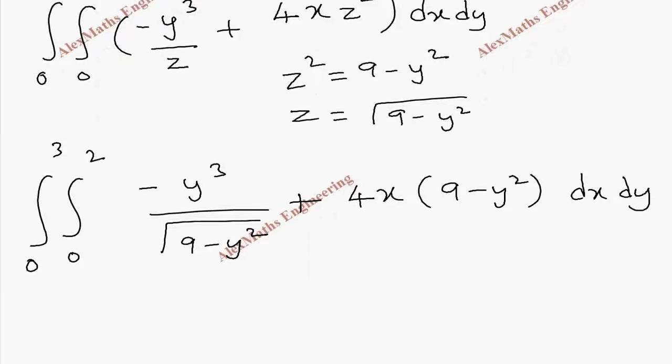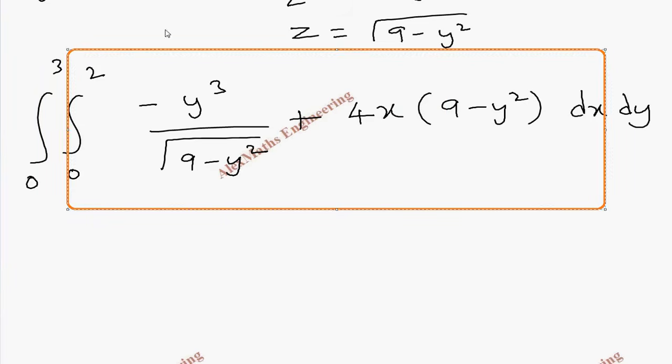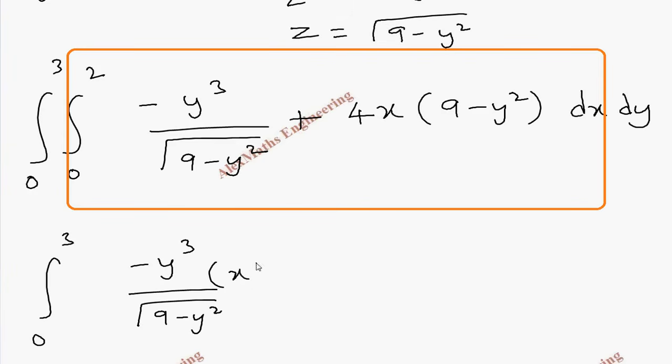Now first we have to integrate this with respect to x. It means y is constant. So we have outside integral 0 to 3, and this entire term is constant. So constant integration is constant into x, and here 4 into 9 minus y square is a constant, and x integration is x square by 2.